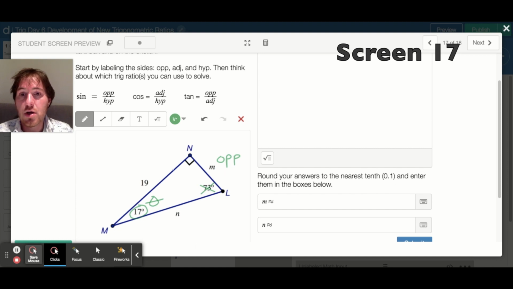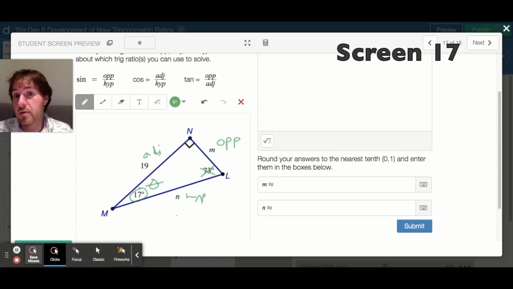Okay, so I'm going to do... Oh, and then this is my adjacent side, so I know that. So I'm going to use the tangent on this one. Yeah, this is kind of like a trick question here. And this is my hypotenuse here. Okay, I don't know my hypotenuse.